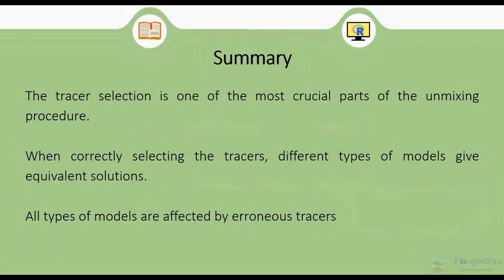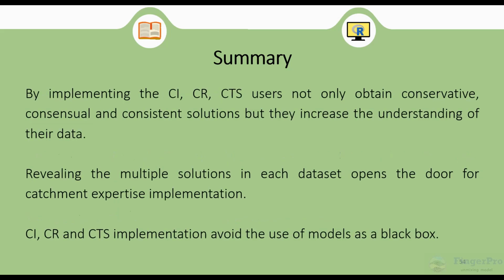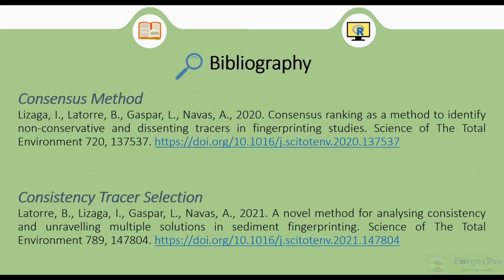Now, let us summarize what we have learned in this video. 1. The tracer selection is one of the most crucial parts of the unmixing procedure. 2. When correctly selecting the tracers, different types of models give equivalent solutions. 3. All types of models are affected by erroneous tracers. 4. By implementing the CI, CR, and CTS, users not only obtain conservative, consensual, and consistent solutions, but they increase the understanding of their data. 5. Revealing the multiple solutions in each dataset opens the door for catchment expertise implementation. 6. CI, CR, and CTS implementation avoid the use of models as a black box.